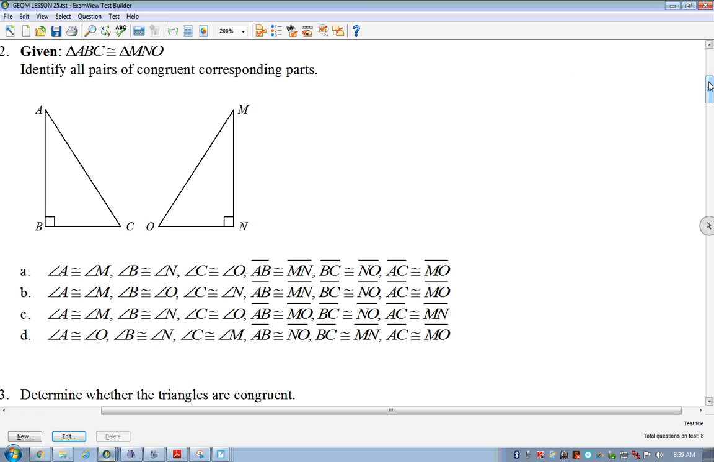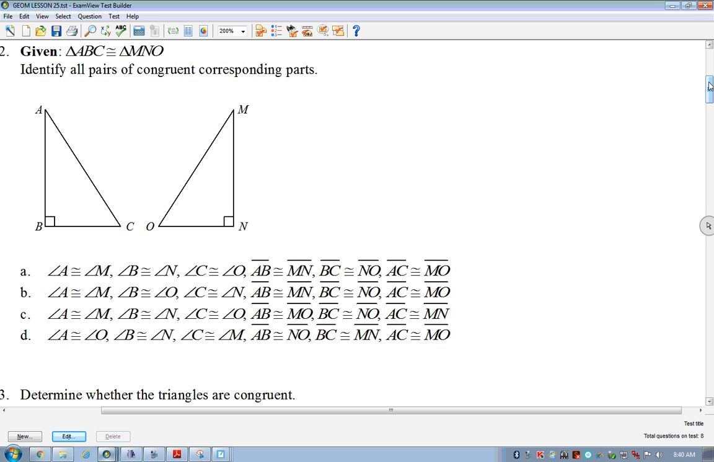Okay? Number 2, this tells me that my 2 triangles are congruent. It tells me that A corresponds to M. It tells me that B corresponds to N. It tells me C corresponds to O. Correct? All right, so you'll notice we have 6 congruency statements, right?